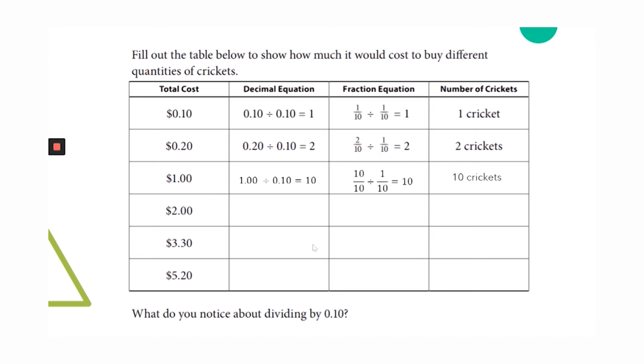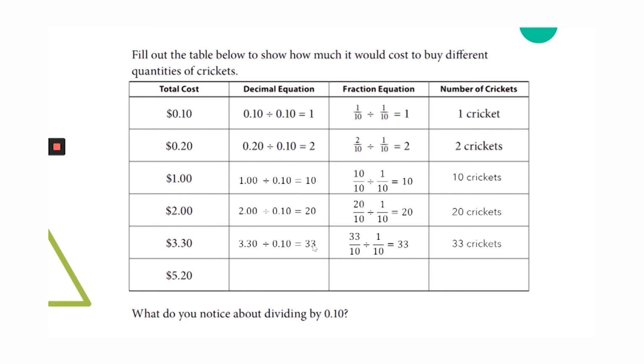Now, what if you had $2? Go ahead, try that one now. Okay, that's 2 divided by 10 hundredths equals 20, or 20 tenths, which is the same as 2 wholes, divided by 1/10 equals 20. So you could buy 20 crickets. What if you had $3.30? Try that one out. Okay, that should be 3 and 30 hundredths divided by 10 hundredths equals 33. Fraction form, 33 tenths divided by 1/10 equals 33, and that would be 33 crickets.